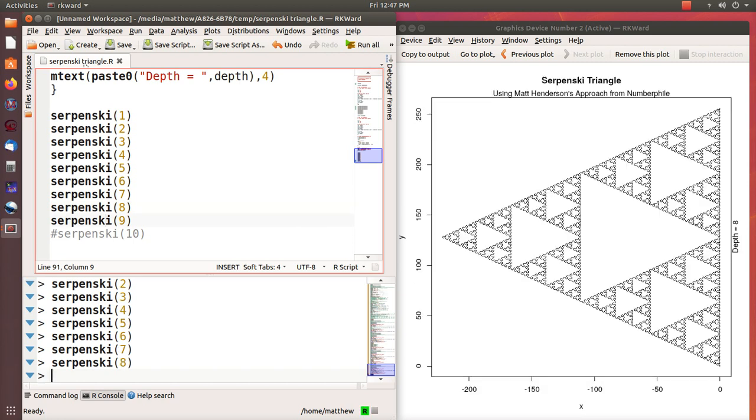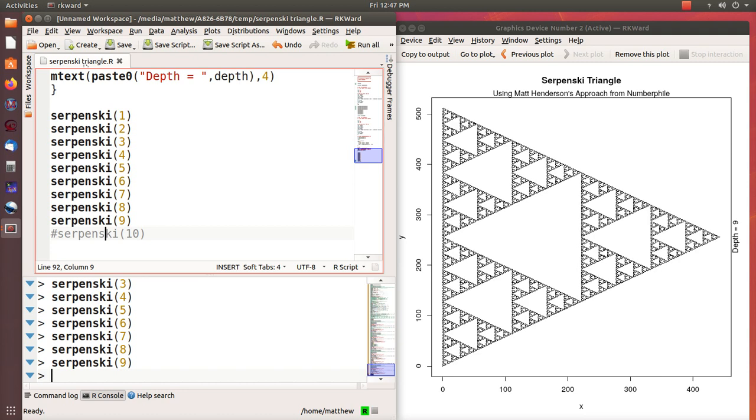Here's an 8. Now when I do 9, it's going to take about 4 to 5 seconds to do a depth of 9. And there it is. Now I'm going to do a depth of 10, but that takes 40 seconds. But I'm going to explain how using the brown paper approach, where you go up 1 unit first, as opposed to in Mathematica, his program, you go to the right 1 unit first.